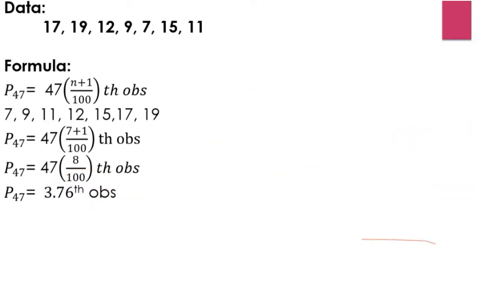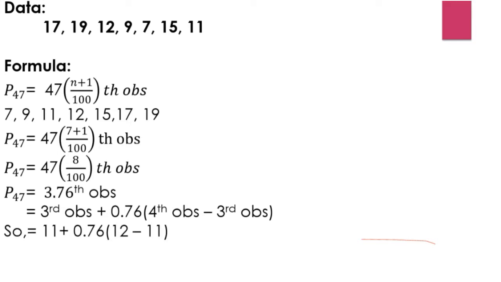So we have the third observation plus 0.76 into (fourth observation minus third observation). It will be, the third observation is 11, plus 0.76, fourth observation is 12 minus third observation is 11. When you solve it, it will be equal to 11.76.